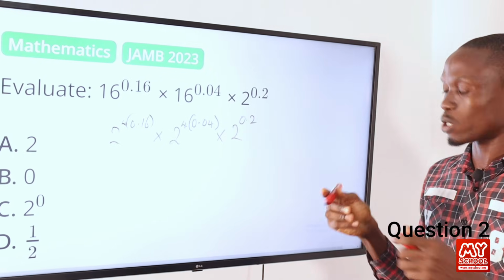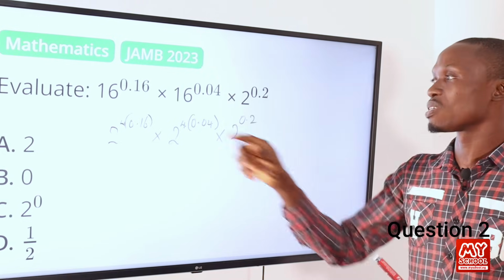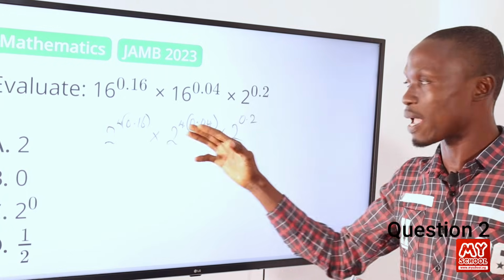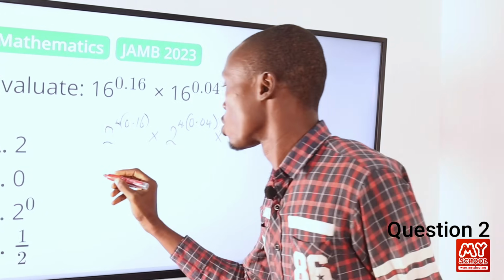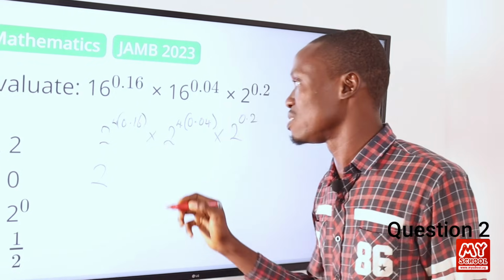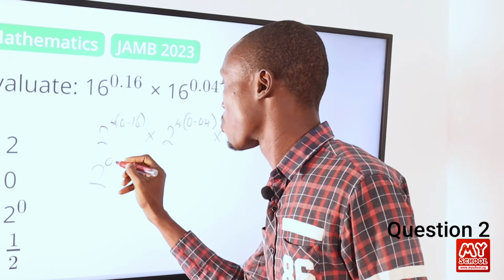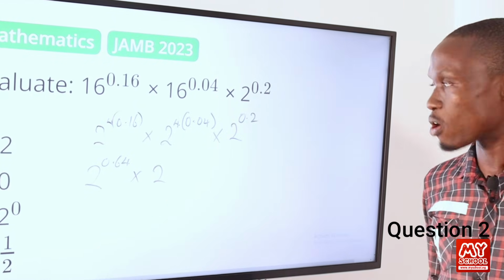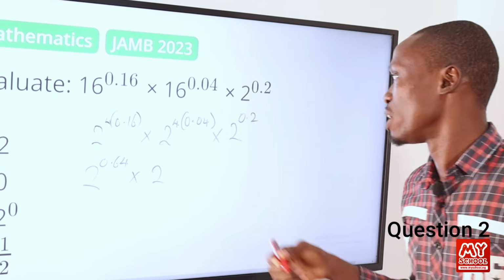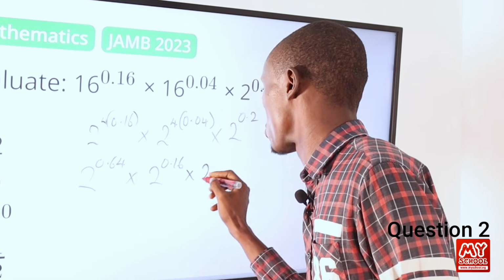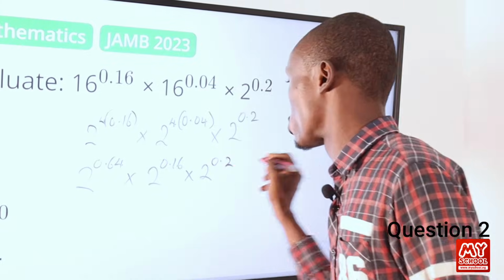Now as you can see on the board, all our bases are now the same. So the next step is, let's first of all multiply out our powers. So this will give us 2 raised to power 4 times 0.16, which is the same thing as 0.64. Then here 4 times 0.04 is the same thing as 0.16, times 2 raised to power 0.2.